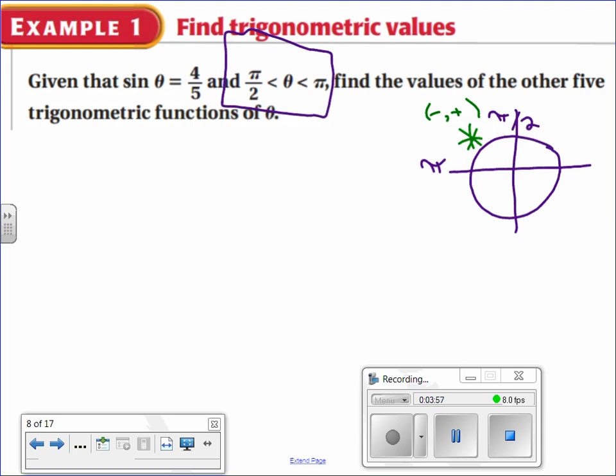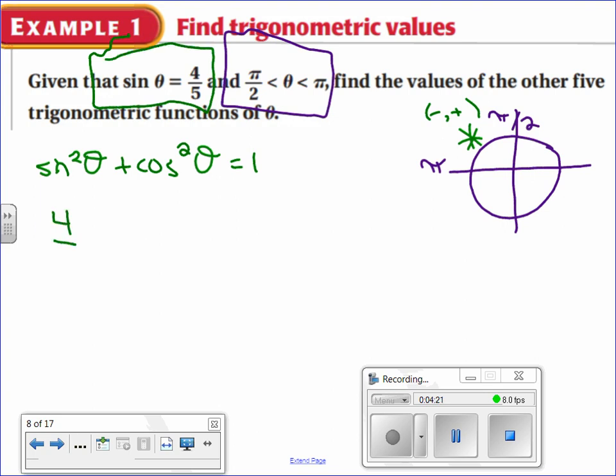Okay, so let's go ahead and start off with the Pythagorean identity. Sine squared theta plus cosine squared theta equals 1. We're going to use a bit of substitution. They did give us this provided information that sine theta is 4/5. So we're going to put the 4/5 in for sine. So it will end up getting squared, in other words. We'll do a little bit of calculations. 4 squared over 5 squared would be 16 over 25.